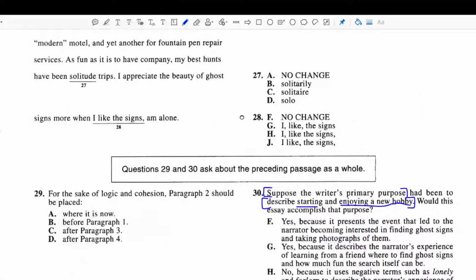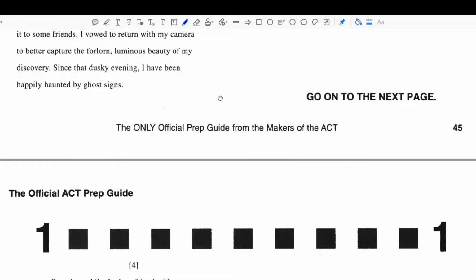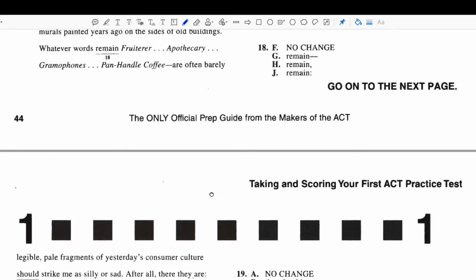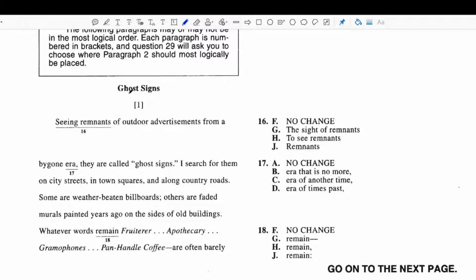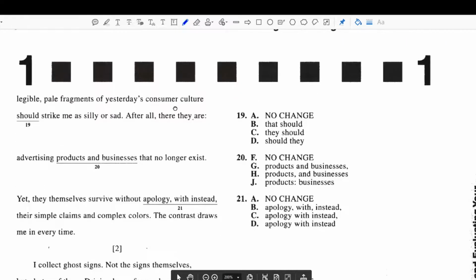Now, hopefully by this point you would have read it. You could always pause the video and reread it if you want to. We're going to just work quickly through it. And we'll go to paragraph 1 to see what we're talking about. Now, we're talking about ghost signs. Paragraph 1 defines ghost signs, describes a few ghost signs, and then it introduces the narrator in here a little later on.